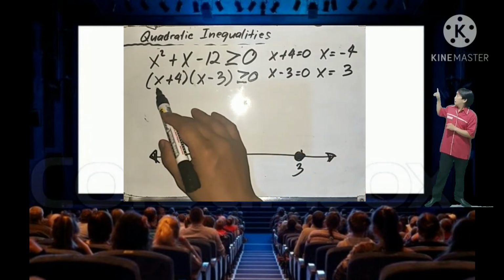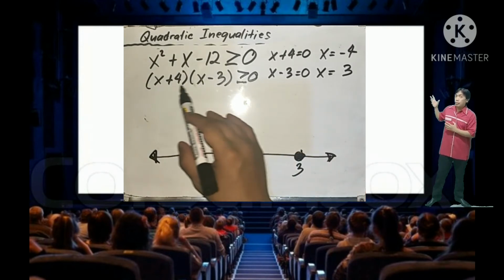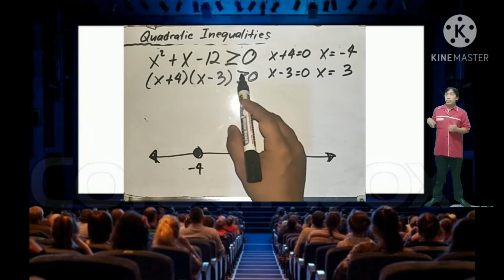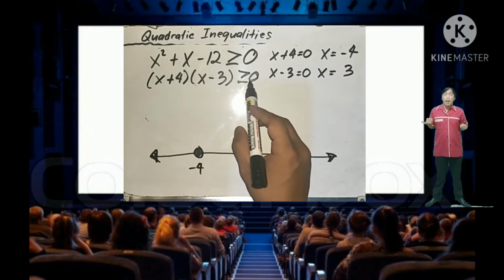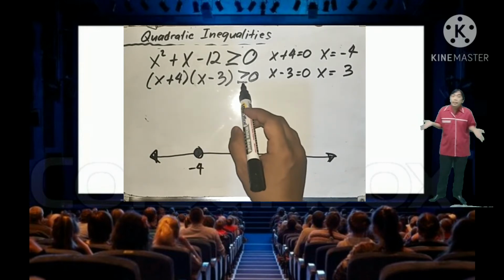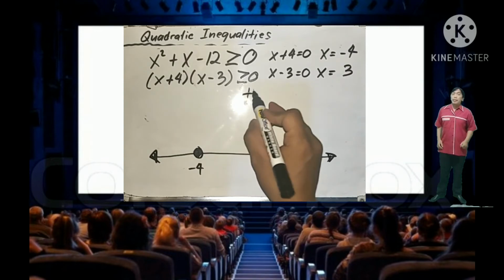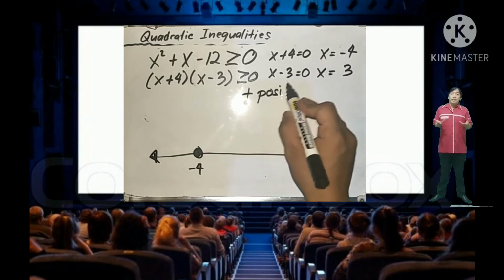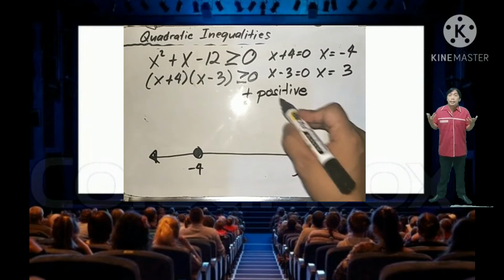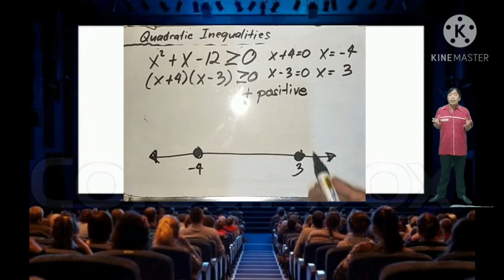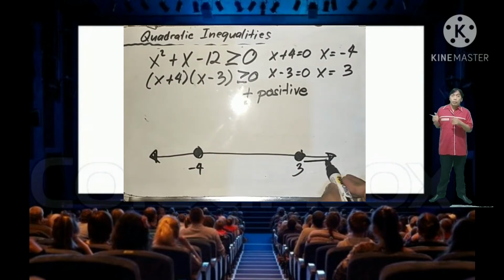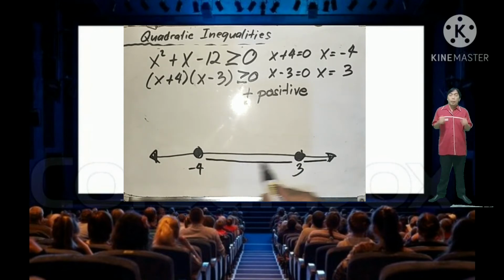Now, look at this. A factor to be multiplied to another factor, the answer is greater than or equal to 0. So, what are the numbers greater than or equal to 0? So, those are the positive numbers. So, we are about to determine those positive answers. Now, we have three regions here on the graph. So, the first region, the second region, and the third region.